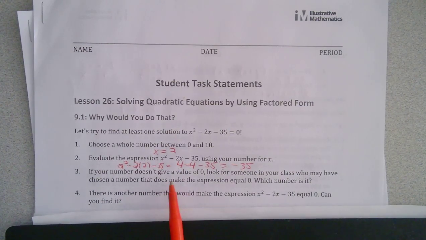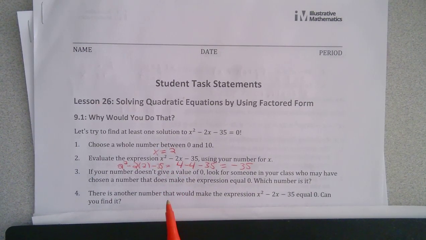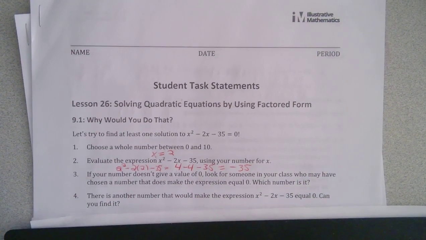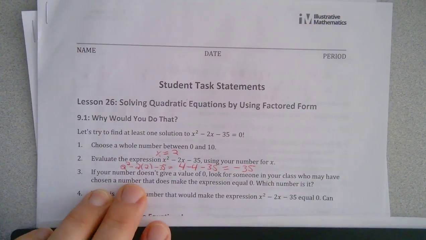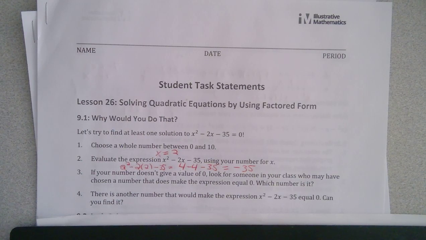So what I want for you to do is just have between you and your classmates, pick some other values and find some values that make 0. So what I'm going to do is pick one that I know is going to make 0 here.